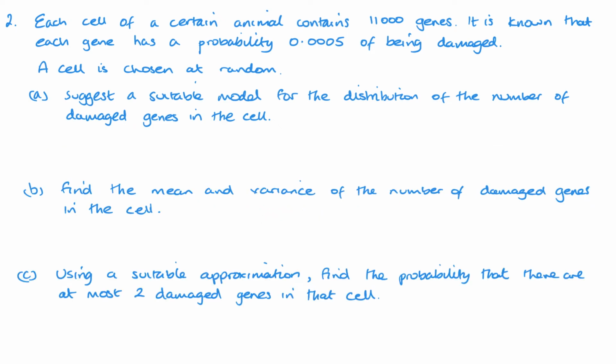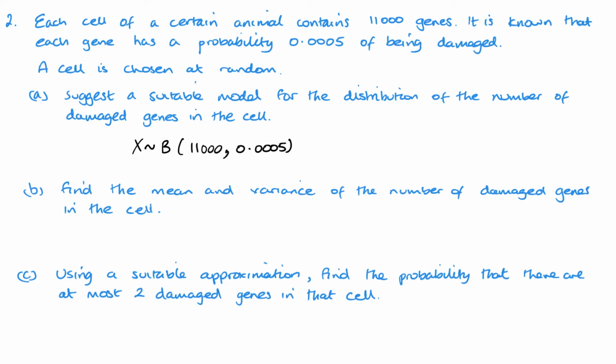Quite an easy question, this one. So if we look at it in the beginning, each cell contains 11,000 genes, and the probability is 0.0005 being damaged. So we've got N and P, haven't we? So you can see that this is clearly going to be a binomial. Suggest a suitable model for the distribution. So there we have it. Binomial, N is 11,000 and P is 0.0005, and job done there.